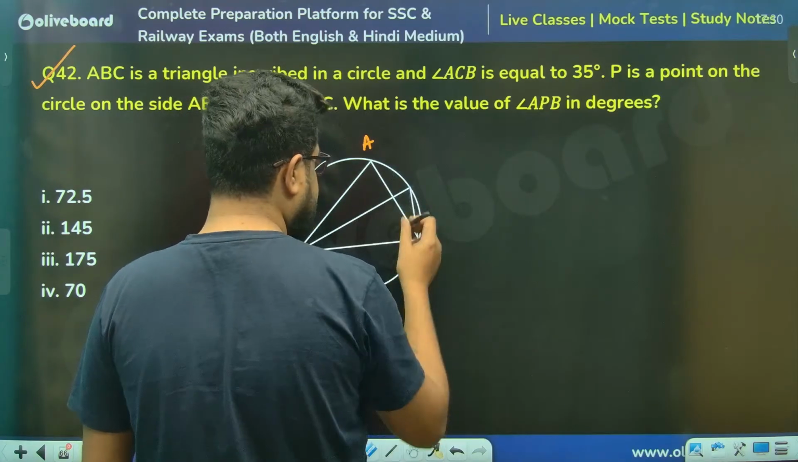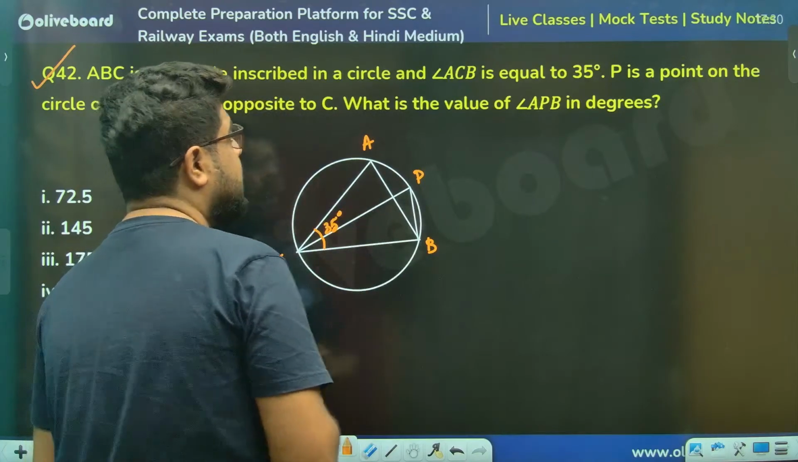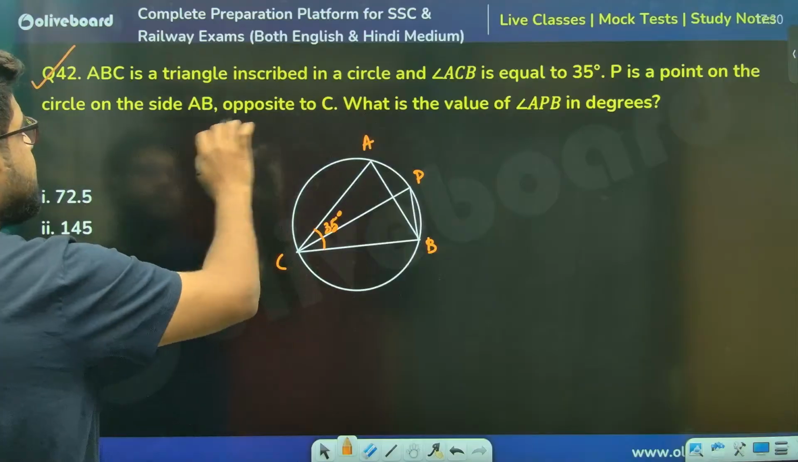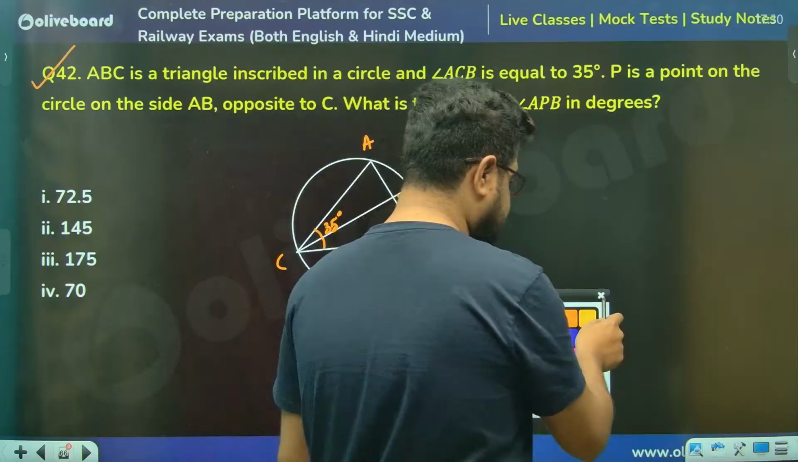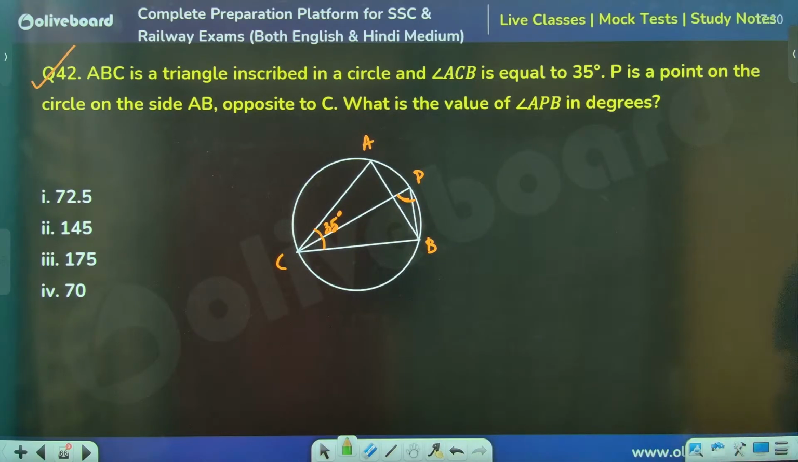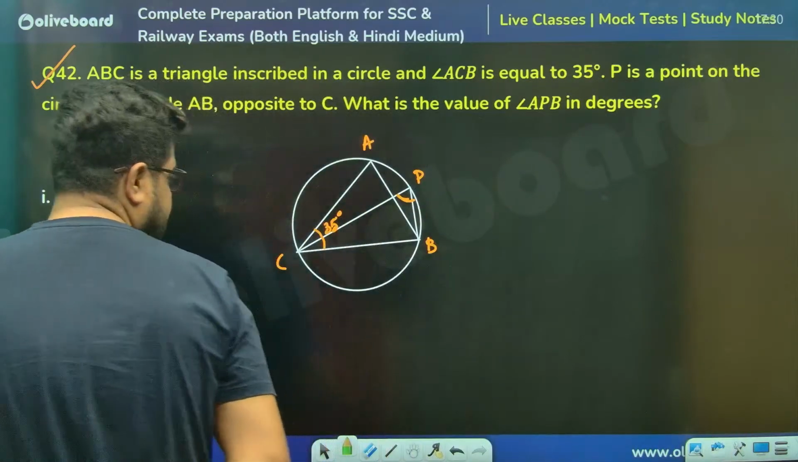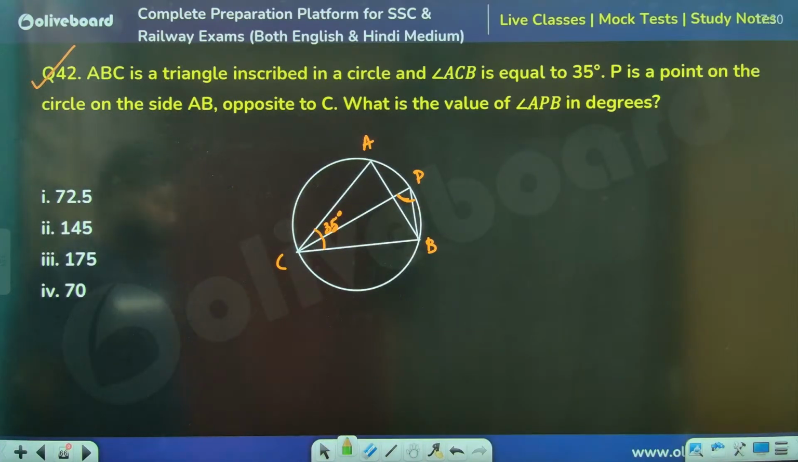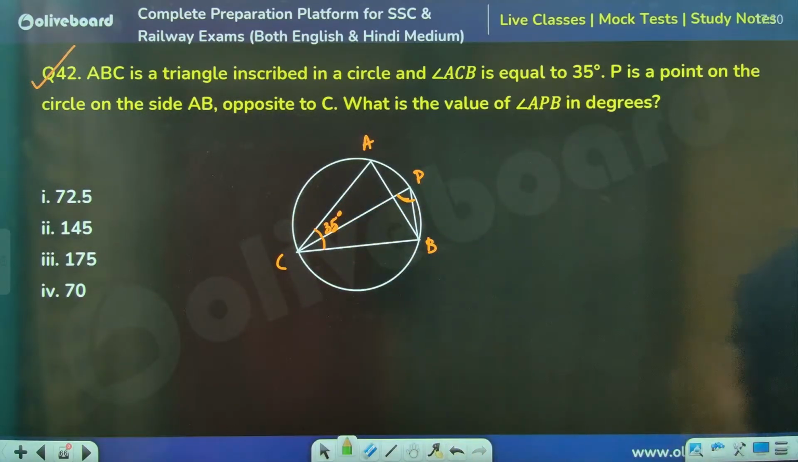Nothing can be easier than this, sir. Now, this is 35 degrees. They are saying ACB is equal to this on the circle. What is the value of this angle? What is this particular angle, sir? Tell me. So I've got two answers. Sashi is saying 70, Reena is saying 145. Anyone else, sir? You are also saying 145.